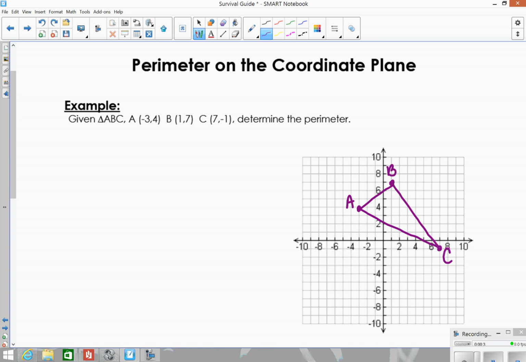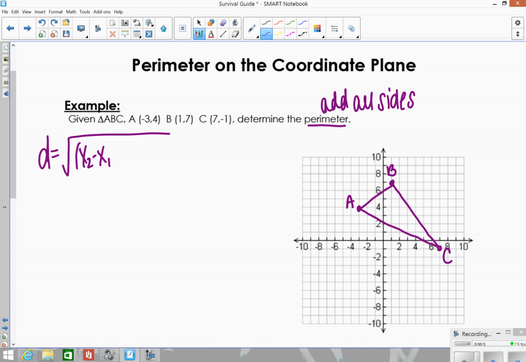So perimeter means that you need to add all the sides. So perimeter is going to be add all sides. So what that means is you have to know the length of each of these sides. In order to find the length of any segment, you're going to use the distance formula. So the distance formula is the change in x's squared plus the change in y's squared, all under the square root. So you're going to have to do the distance formula 3 times.